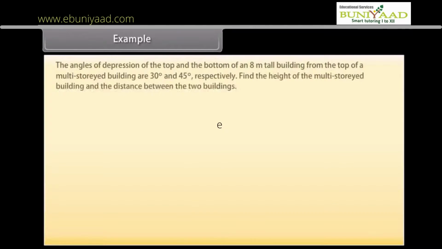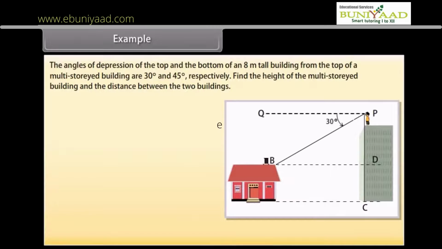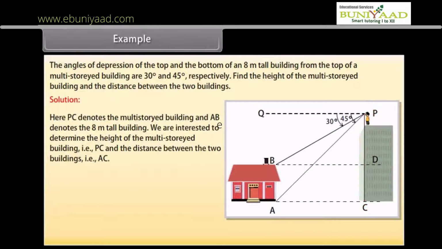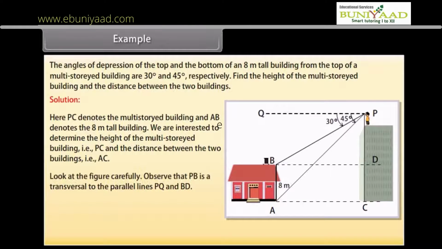Example. The angles of depression of the top and the bottom of an 8-meter tall building from the top of a multi-storied building are 30 degrees and 45 degrees respectively. Find the height of the multi-storied building and the distance between the two buildings. Solution. Here PC denotes the multi-storied building and AB denotes the 8-meter tall building. We are interested to determine the height of the multi-storied building, that is PC, and the distance between the two buildings, that is AC. Look at the figure carefully.